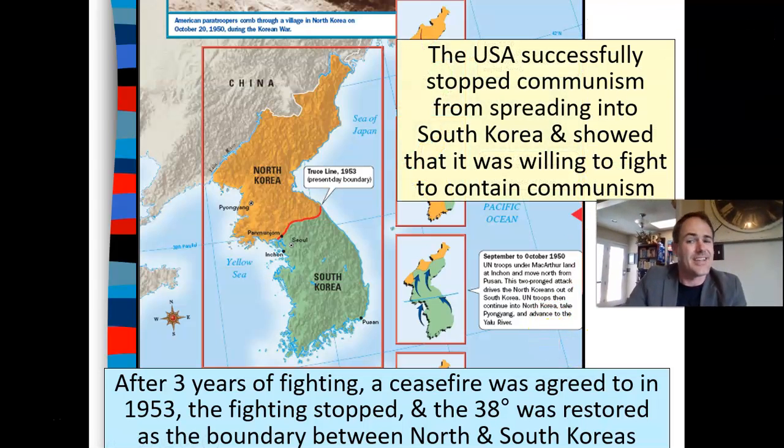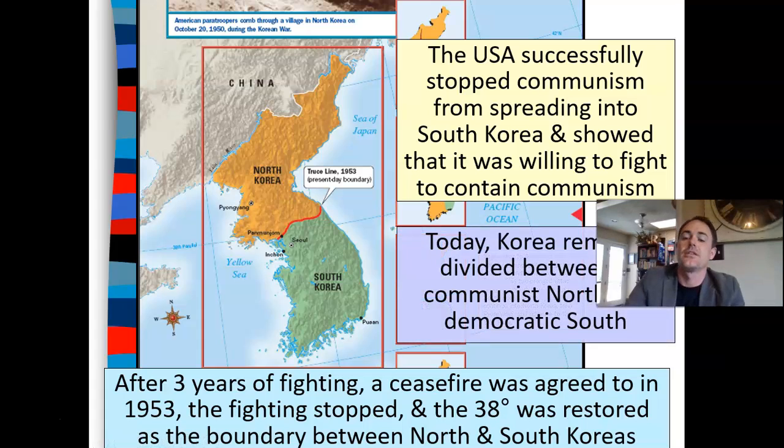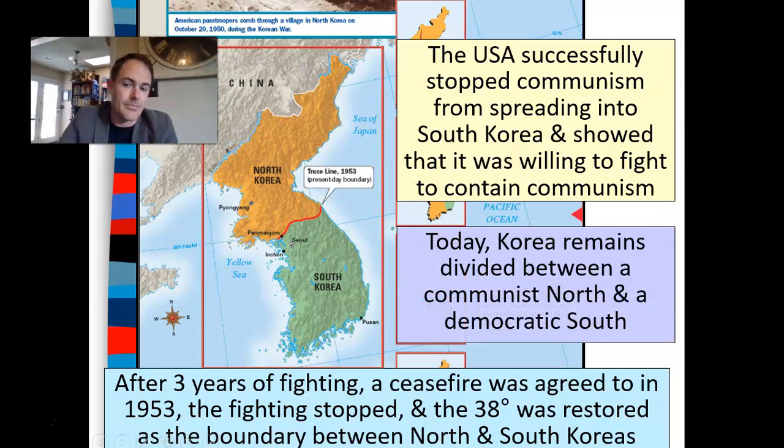So the U.S. stopped the spread of communism into South Korea from North Korea, and showed that it was willing to fight to contain communism, but today Korea remains divided between a communist North and a democratic South. The war has yet to be resolved.